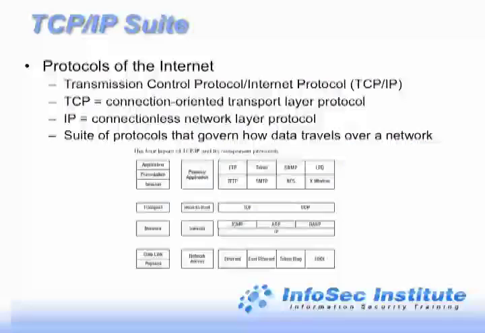Okay, memorize. All People Seem To Need Data Processing, which is application, presentation, session, transport, network, data link, and physical layer. That's the OSI stack. And then the internet stack is going to be your application, presentation, session, which is your application stack. Then you have your transport, which is your host-to-host stack. Then you have your network, which is your internet stack. And then data link and physical, which translates to your network access.